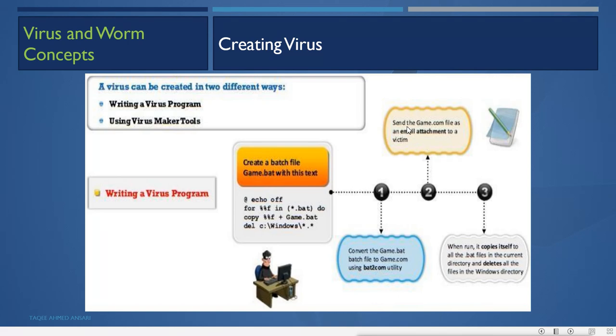So send the com file as an email attachment to a victim. Then when run, it copies itself to all the bat files in the current directory and deletes all the files in the Windows directory. Now this is a simple destructive virus, it will destroy your system by deleting every file from Windows, and your Windows will get corrupted.